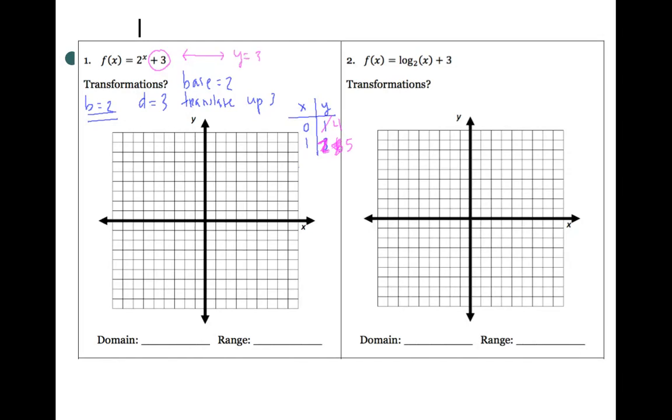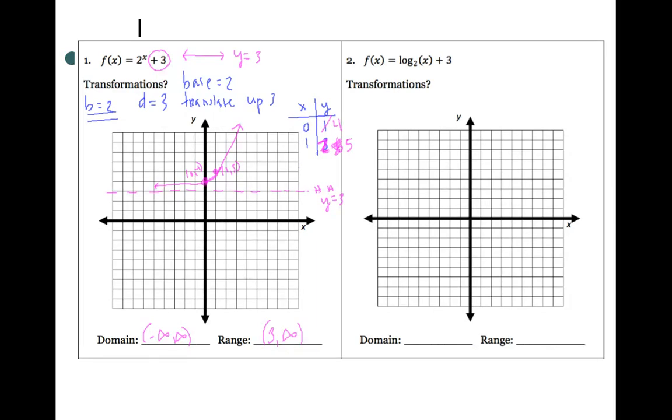Your asymptote's now going to be at Y equals 3. Right? It was at 0, so now it's going to be 1, 2, 3. So I'll start with that. Horizontal asymptote at Y equals 3. 0, 4, 1, 5. And then I can grow. Everything's labeled. The domain of this is going to be all real numbers. Your range, well, what's the lowest point it's going to go to? It's the horizontal asymptote. So it's going to be 3 to infinity.